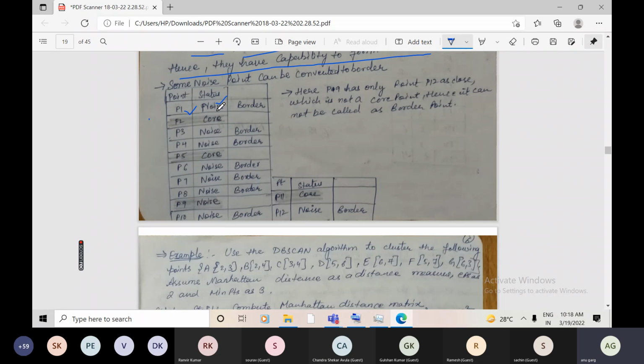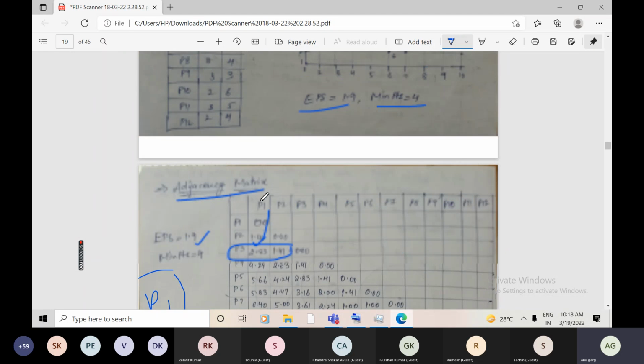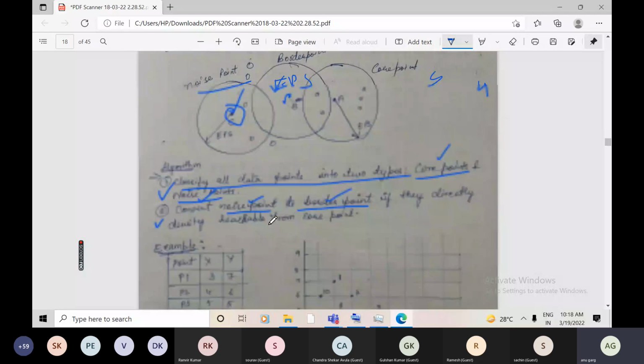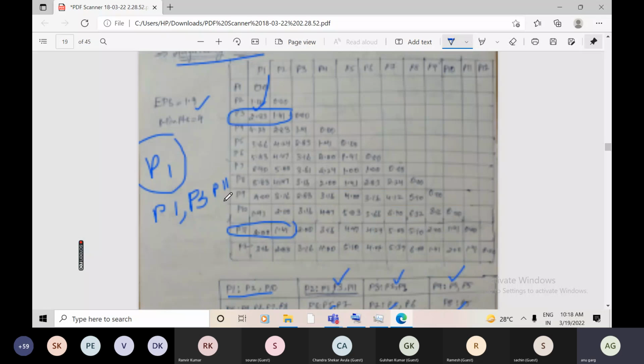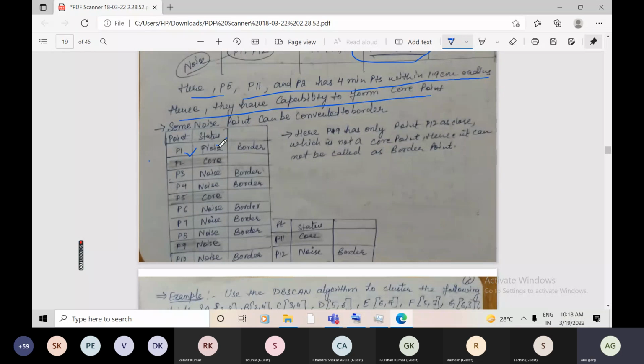Initially, all the points other than core we have taken as noise, because in the first bit they have asked us to classify points into two types, core points and noise points. Then in the second question they have told us to convert noise points to border points if they are directly density reachable from a core point. First we write down all as noise and core points, and then in the second bit you see whether that noise point is a border point or not.